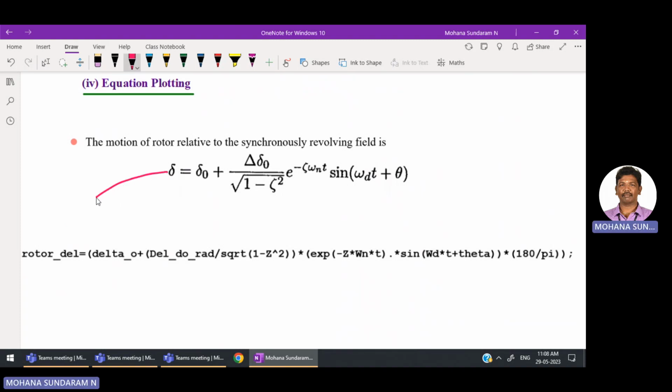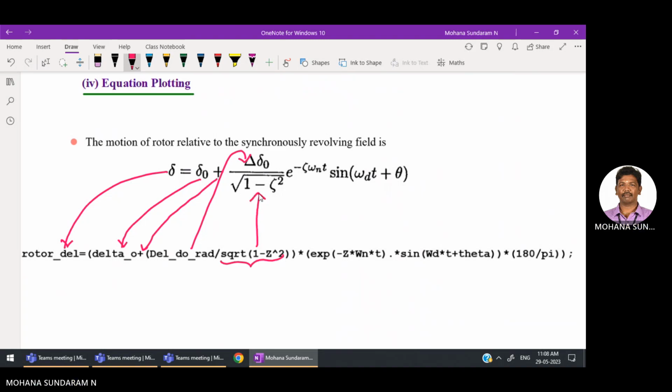So this delta is nothing but rotor underscore del. This delta naught is this one. This is delta naught, and you have a plus sign here. And in the numerator you have del delta naught. So this is del delta naught, this one, and divided by the square root of 1 minus zeta square.